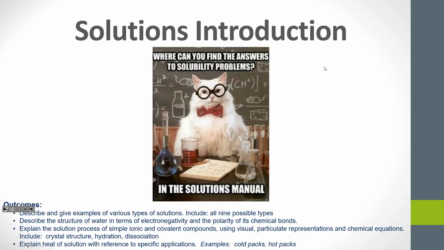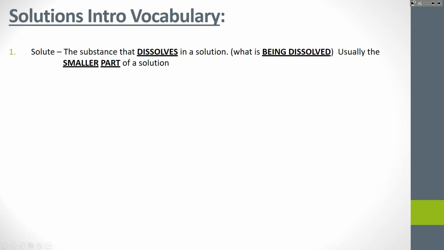Okay, so we start our solutions unit by going through what a solution is, kind of reviewing what that means, the parts of a solution, and then the different types of solutions we're going to see. So here we go. Some vocabulary we should know. The first word we need to understand is the word solute.